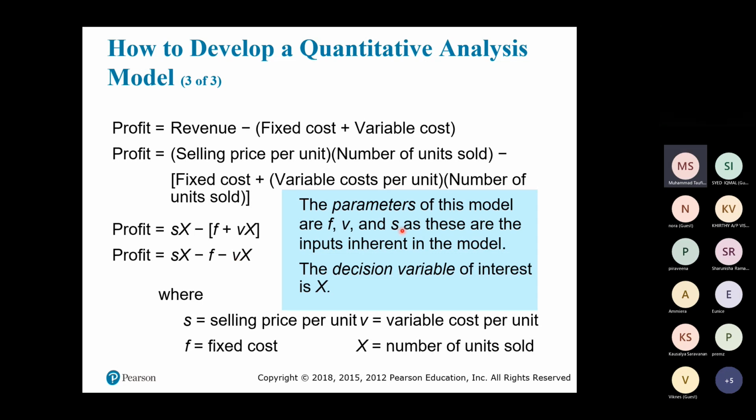So the parameters of this model are F, V, and S, as these are the inputs inherent in the model. The decision variable of interest is X. It means that F, S, and V can be set by you. So you set the values of S, V, and F, then you want to solve for X. You want to know how many units you must sell to get profit.